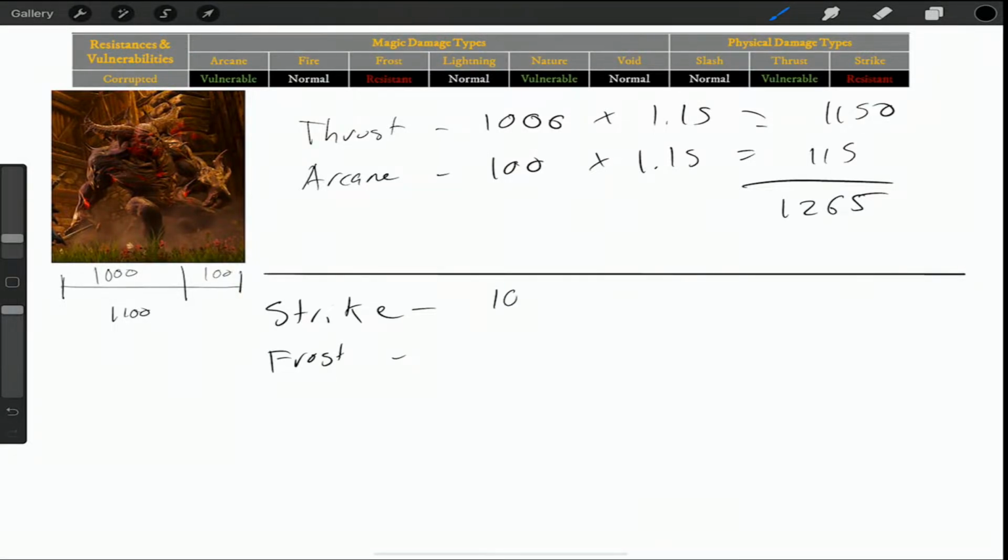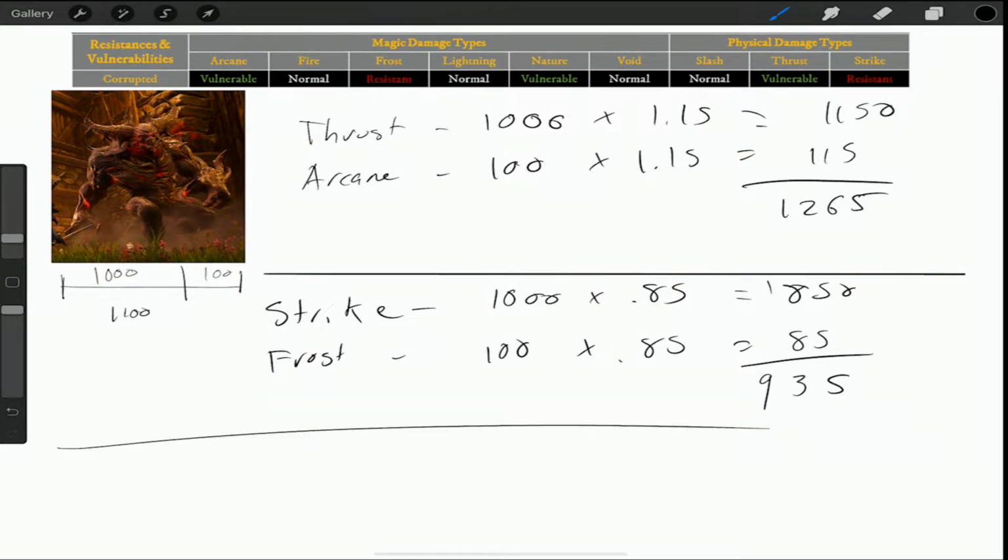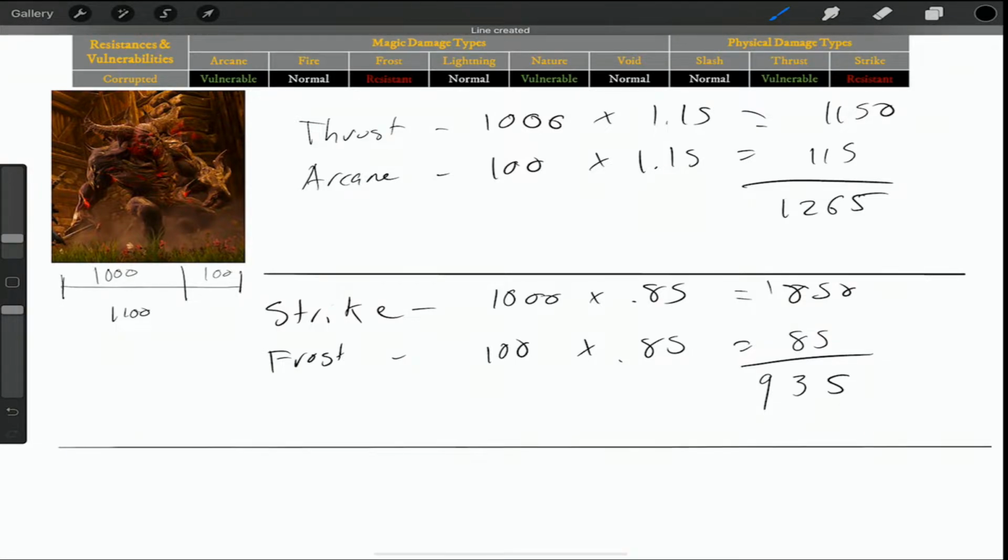We're going to be doing again the 1,100 times 0.85, which would be 850 and 85 respectively, giving us a total of 935. For the next example, let's say we have a lightning sword.